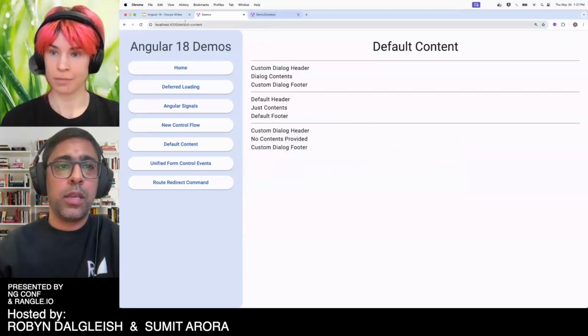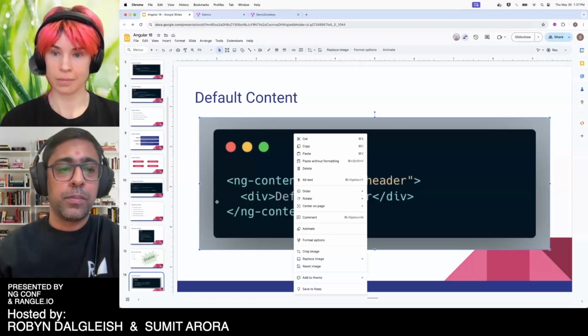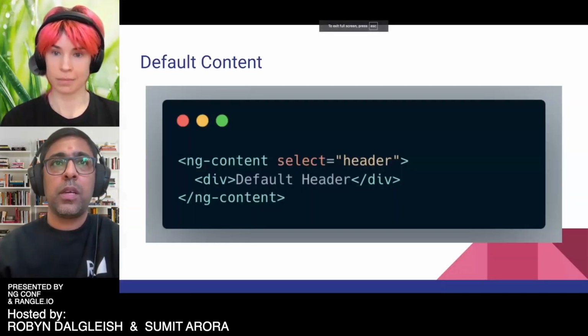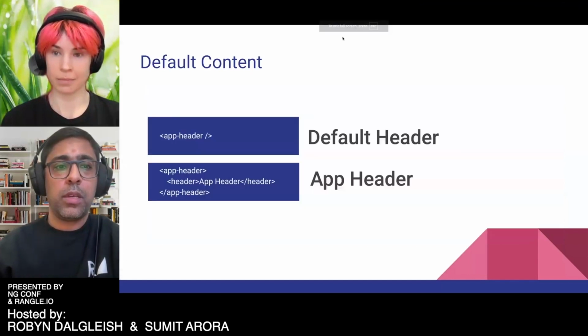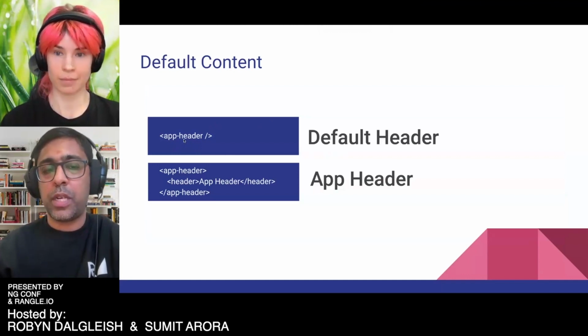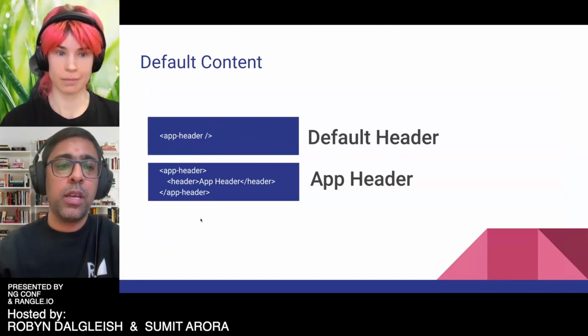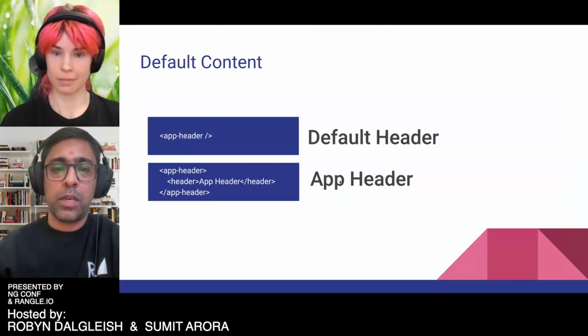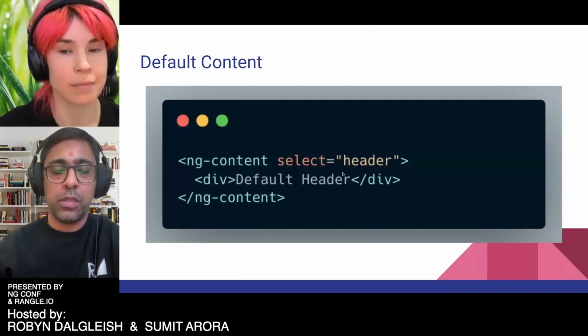One other thing, I'll go quickly. As you can see, this is the default header. If you don't pass in the header, it will render the default header. If you pass in the header, it will render the custom app header itself in here, as you can see.